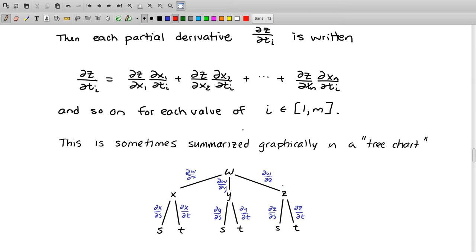Okay, so if I have n variables, then I have n terms in my expression, and each one of them, if I'm trying to compute the derivative with respect to some underlying variable ti, then I collect all the terms that end in partial ti, all the way down the line. However many intermediate variables there are, that's how many terms appear in the expression. So dz dx1, dx1 dti, dz dx2, dx2 dti, and so on, all the way down the line for the intermediate variables until you get to the end.